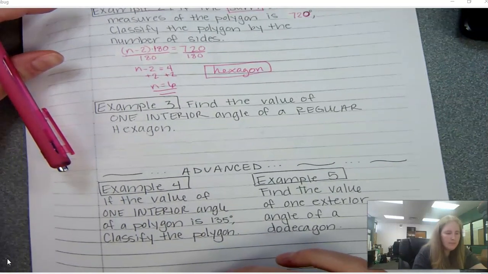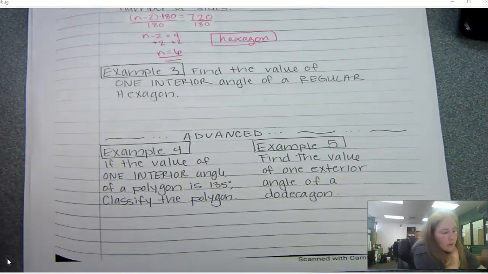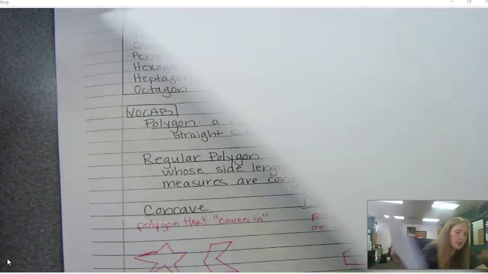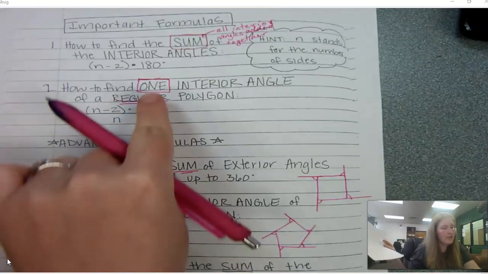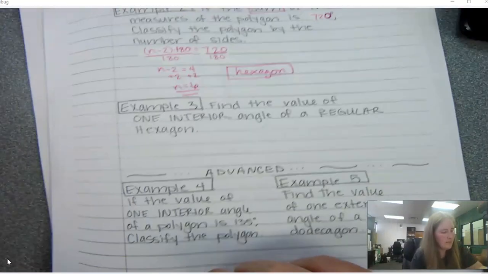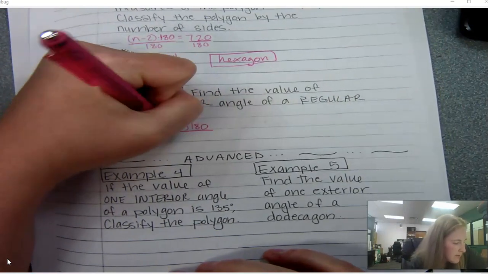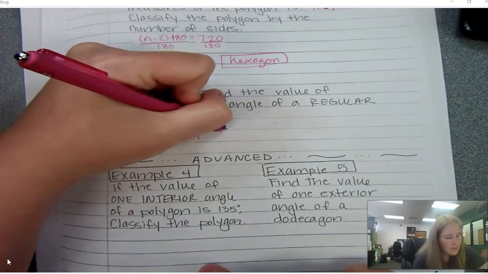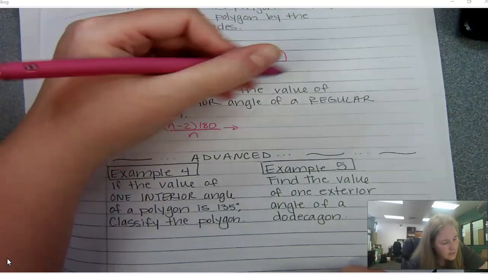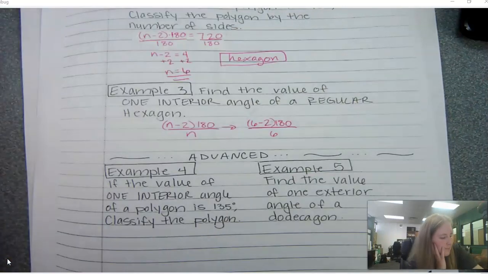Okay. So for example 3, we want to find the value of one interior angle of a regular hexagon. We're just going to use that formula that was on the page before. One interior angle of a regular polygon, I'm going to write that down: n minus 2 times 180 divided by n. And then we need to plug in the number of sides for a hexagon, which is 6. So 6 minus 2 times 180 divided by 6.